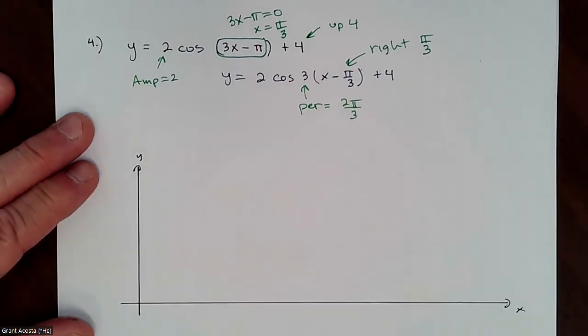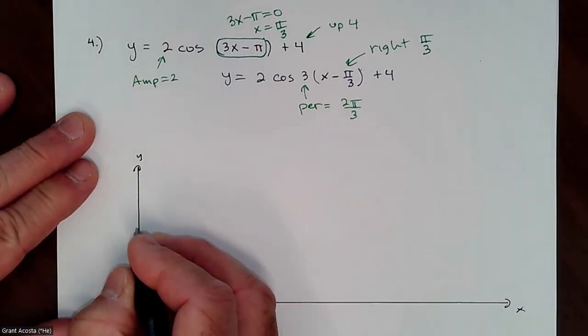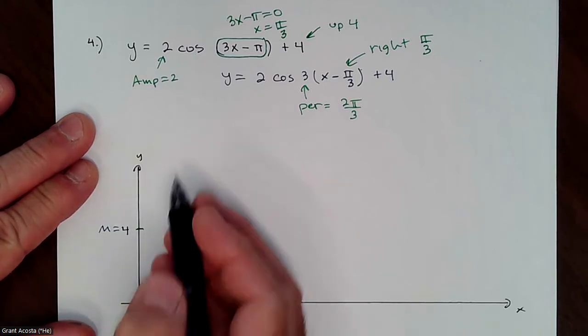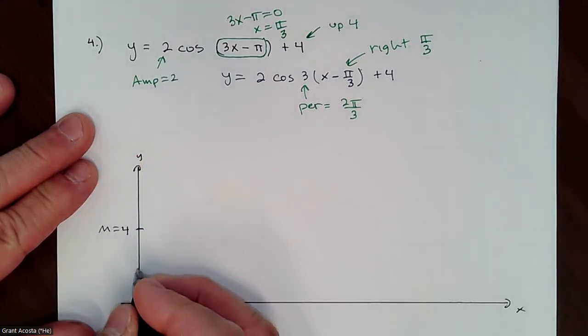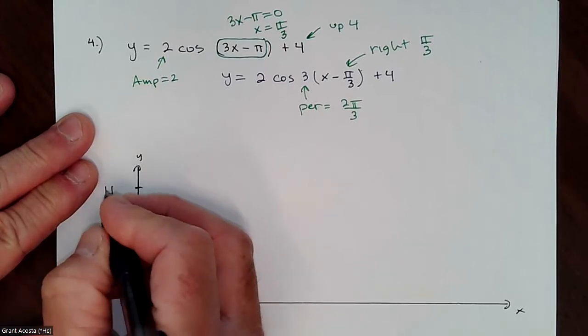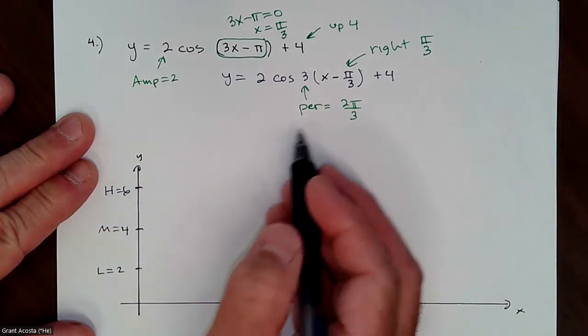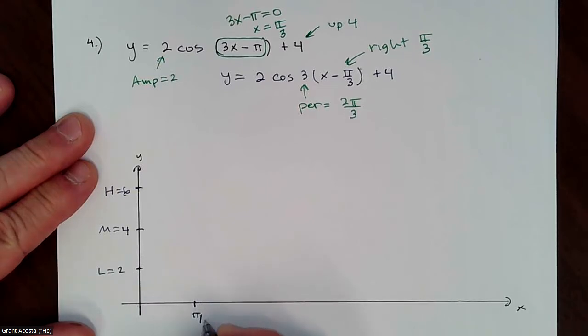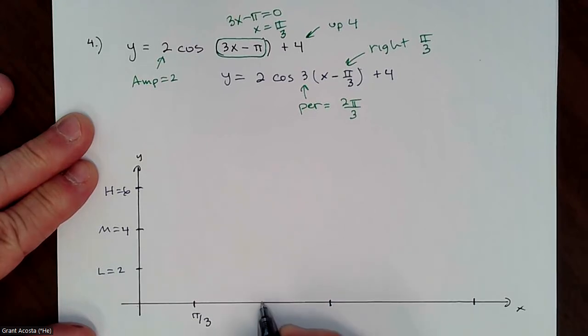Okay, as far as graphing this, we'll start with the fact that it's up 4. That's my middle. My amplitude is 2, so I can go down as far as 2 and up as high as 6. I'm starting my graph not at 0, but right at pi over 3. And it's going to have 4 parts to this, so we'll divide it into 4 pieces.